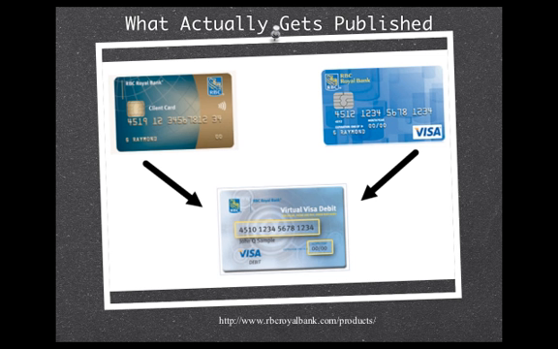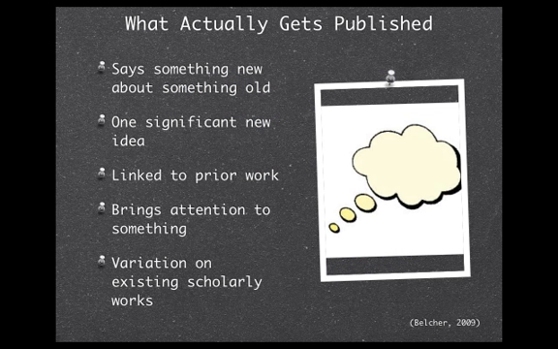Articles also get published that pair old evidence with old approaches in a new way. There is no new evidence or approach. Instead, it is the linking of evidence and approaches that have not been linked before. Other reasons why an article gets published are because it says something new about something old, if it's organized around one significant new idea and is linked to what has come prior, if it brings attention to something new, or if it is a variation on an existing scholarly piece.